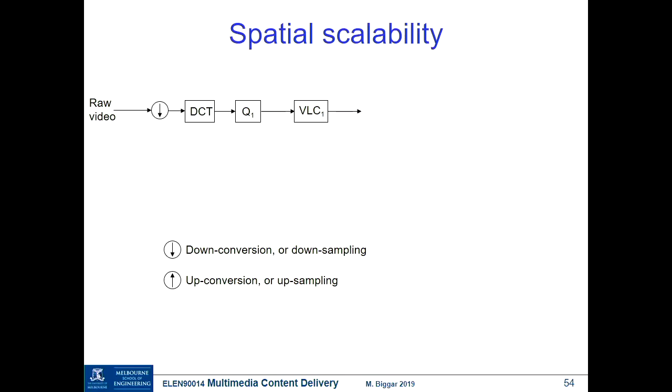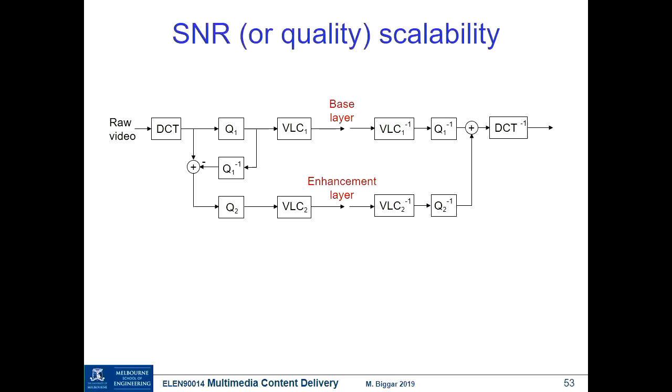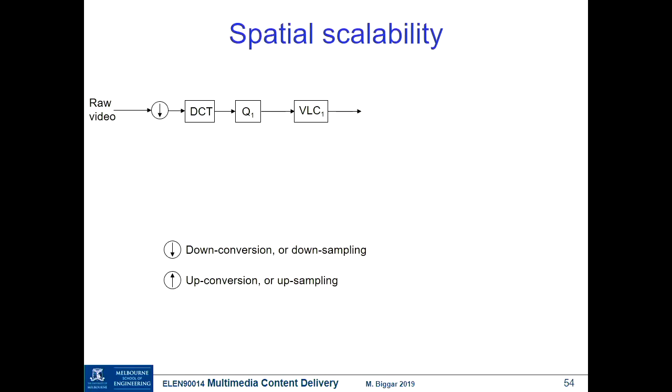Okay. So let's think of another dimension of this scalability. There we were just adjusting the quality of the representation of each of the transform coefficients. Here we're saying let's start with a raw video of high spatial resolution, say HD resolution. But to get our base layer, we downsample to, say, standard definition resolution, more or less. Go through the encoding and decoding stage for that particular decoder.